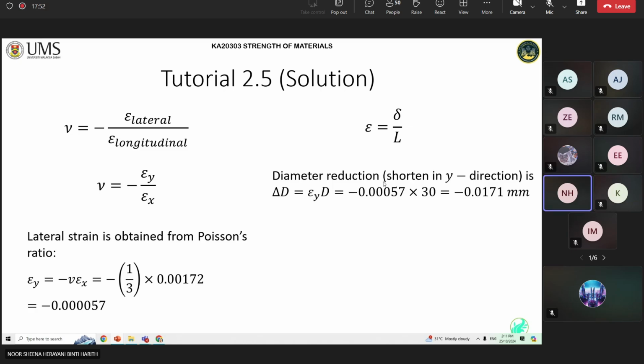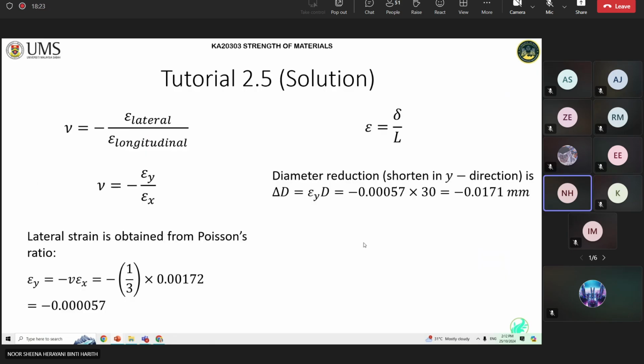So rearrange this equation, and we get delta D for the diameter reduction equals epsilon y times D. Epsilon y here, which we have calculated, is negative because it's a reduction in size, so the sign will be minus, times the total diameter of the prismatic bar, which is 30 mm. Just multiplying these two values, you'll get the diameter reduction equals 0.0171 millimeter.